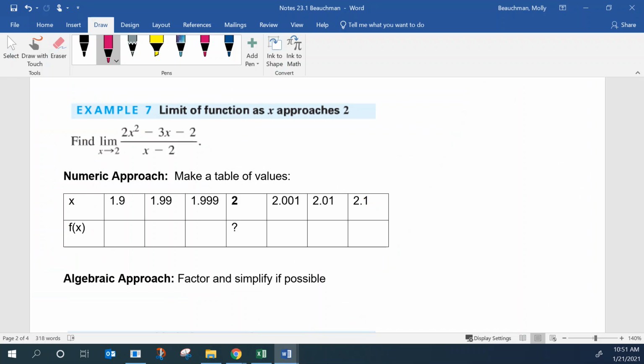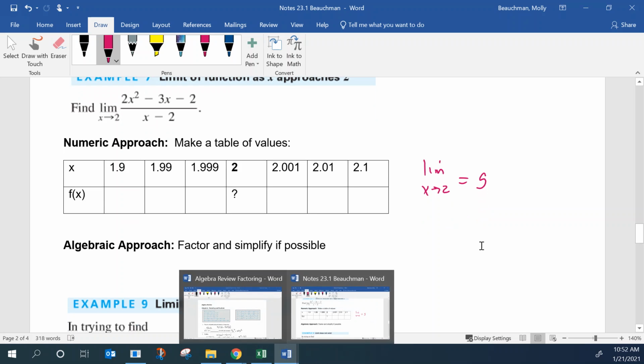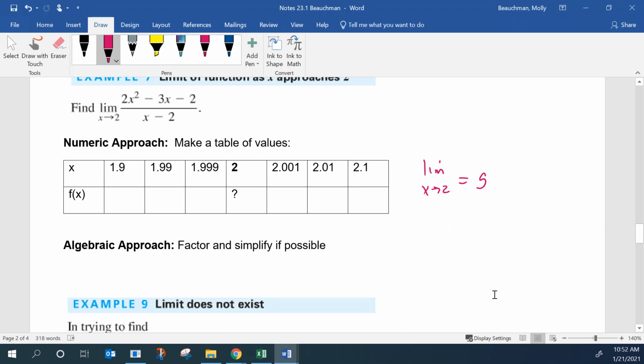By just actually putting the values in and seeing what happens. So the numeric approach, you take the table of values, it looks like the limit as x approaches 2 is equal to 5. The algebraic approach, if you notice, our graph was a straight line. So how did that happen?